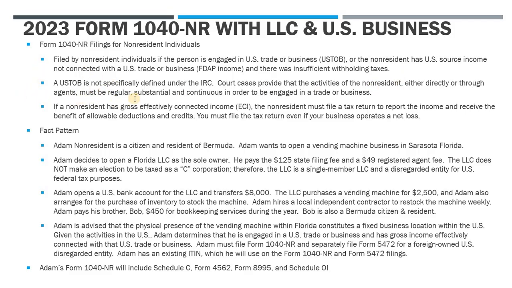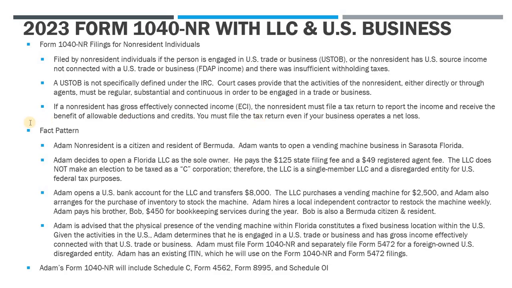So now, U.S. TOBs, unfortunately not specifically defined really under the tax code, so we have to look at IRS guidance, Treasury guidance, court cases to determine what constitutes a U.S. TOB. Now, court cases generally provide that the activities of the non-resident, either directly or through their agents, has to be regular, continuous, substantial, in order to be engaged in that trade or business in the U.S. And so what we're going to find in our fact pattern is that Adam is in fact engaged in a U.S. TOB because of those activities.